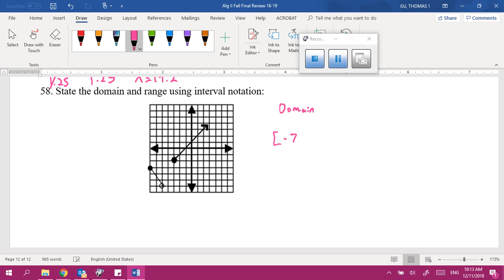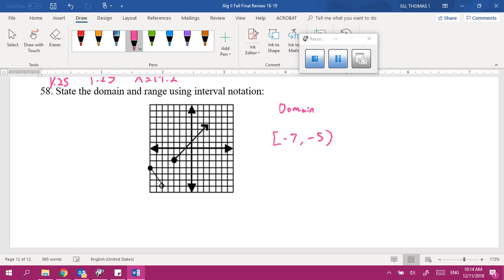Which one's -5? This section on the left right here goes to -5, right? We're talking about left and right because that's the domain. And on the -5, should I use a parentheses or a bracket? Parentheses, why? Because it's an open circle, right? Okay, so now that takes care of the domain of this left part, right?